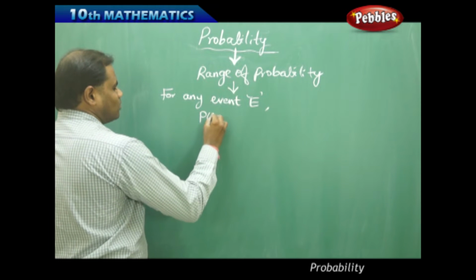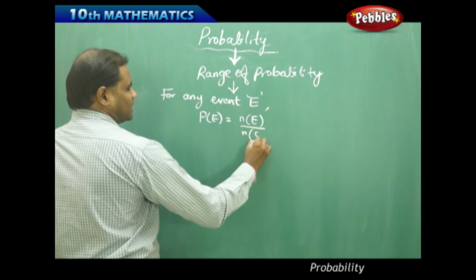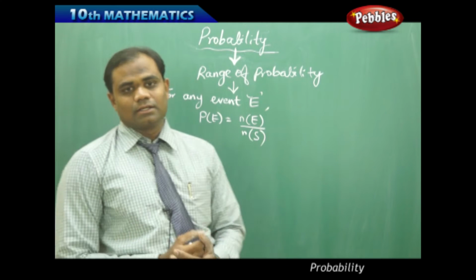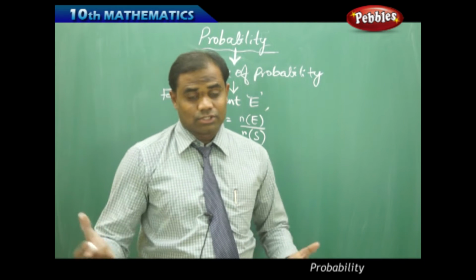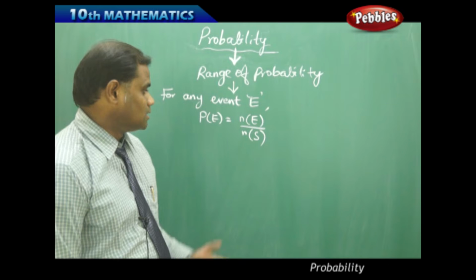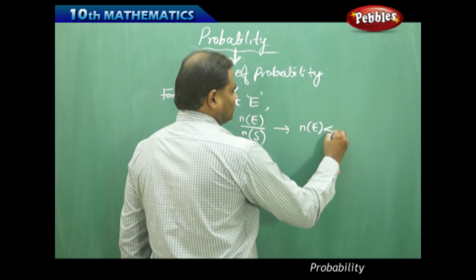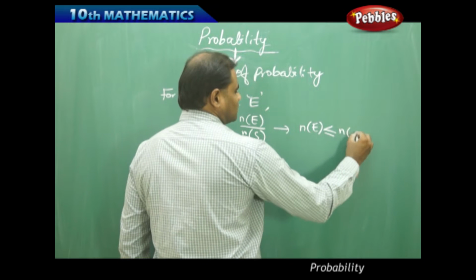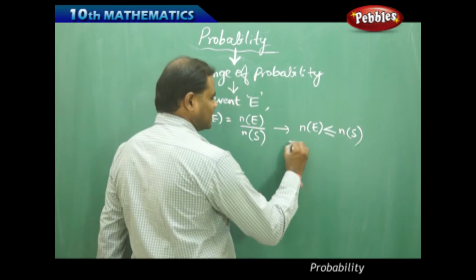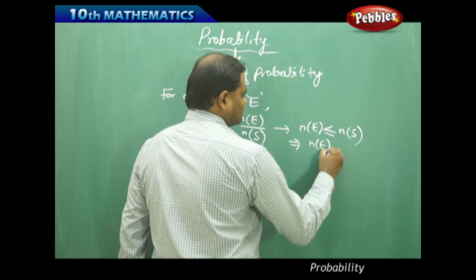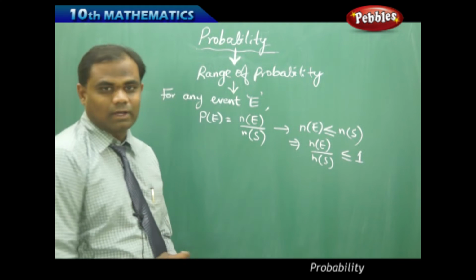we have probability of E is N(E) by N(S), where N(E) is the number of outcomes favorable to the event E, and N(S) is the total number of possible outcomes. Therefore, in this case, at the most N(E) is less than or equal to N(S). That implies N(E) by N(S) is always less than or equal to 1.